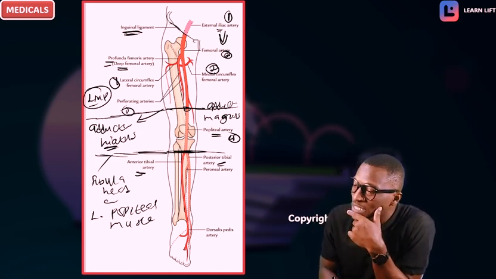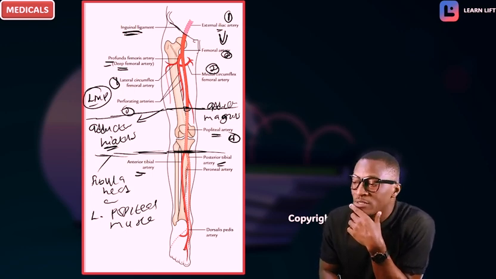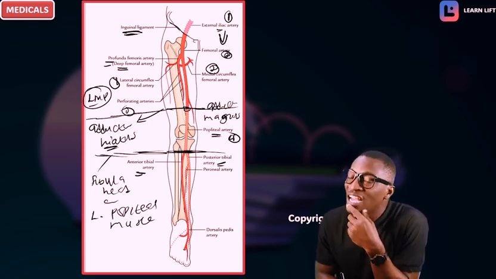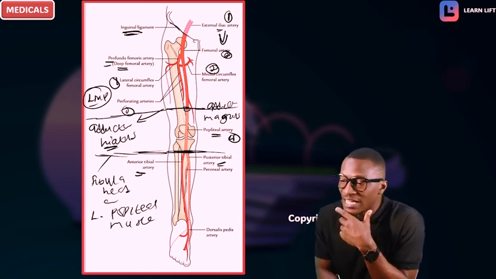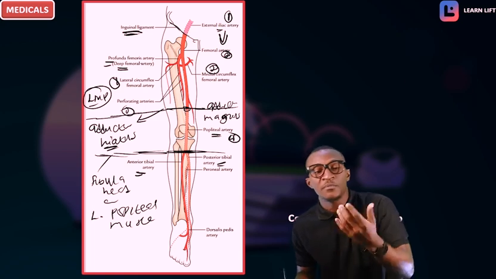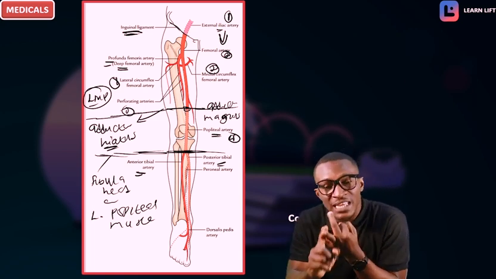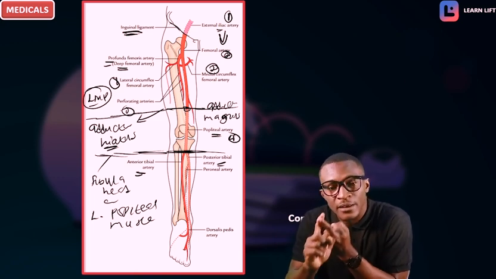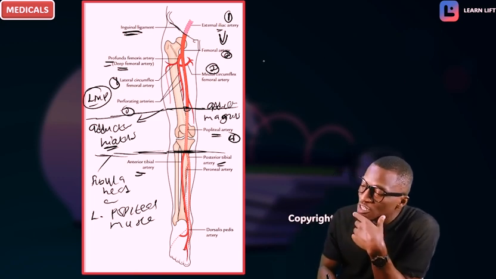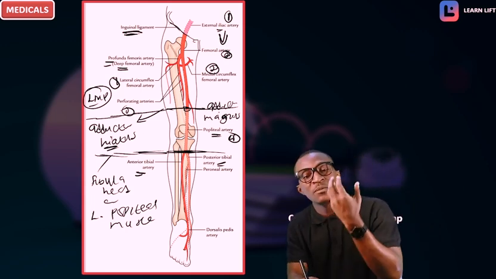We start again. We say the external iliac artery passes through the inguinal ligament and becomes the femoral artery. The femoral artery gives branches. The first is called the profunda femoral, which is the deep branch. The deep branch releases 3, LMP: the lateral circumflex femoral artery, the medial circumflex femoral artery, and the perforating artery. The femoral artery is going to continue the journey. At the adductor hiatus or the adductor magnus, it becomes the popliteal artery.